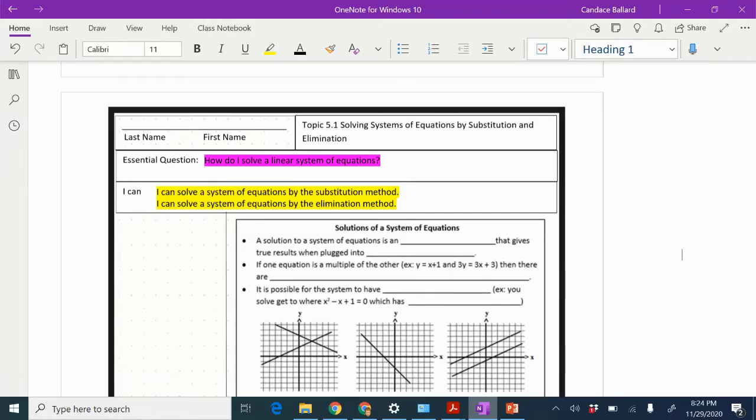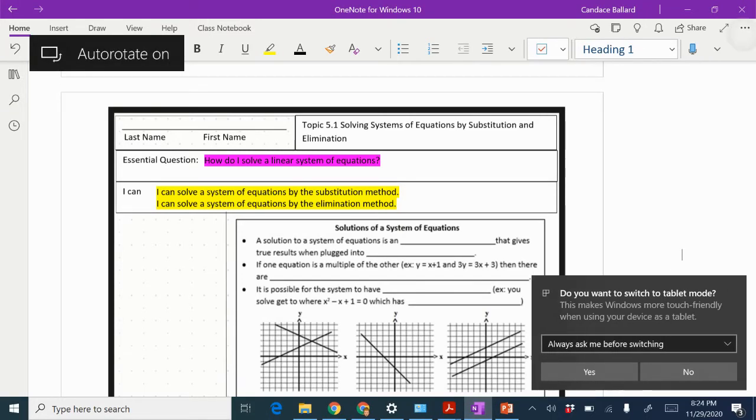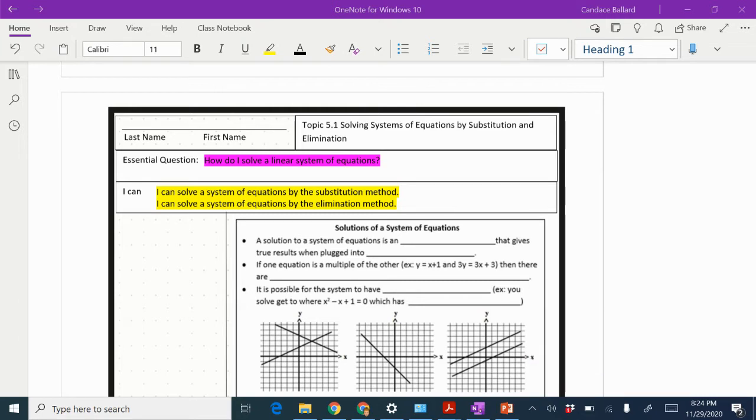In this video, we're going to start topic 5.1, solving systems of equations by substitution and elimination. So we're going to answer the question, how do I solve a linear system of equations? And our I can statements are: I can solve a system of equations by the substitution method, and I can solve a system of equations by the elimination method. We are also going to examine the graphing method. All of these things you have seen before.